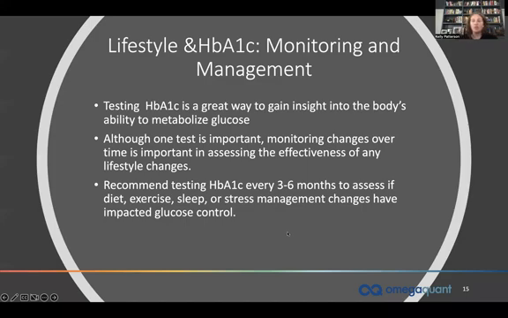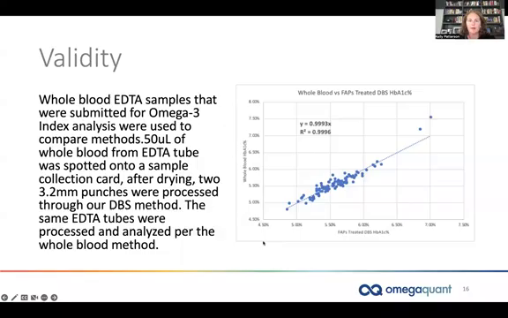So testing your A1C is a great way to gain insight into your body's ability to metabolize glucose. One test is great, but if you're going to make some diet and lifestyle changes, we recommend you retest every 3 to 6 months. Once you feel like you've found a sweet spot and you've got a handle on your lifestyle changes, you could go down to 6 months to a year. But especially if you're making those changes initially, or maybe your results weren't what you thought they would be, it's really great to test a little bit more often, but only every 3 to 6 months instead of having to prick your finger all the time.